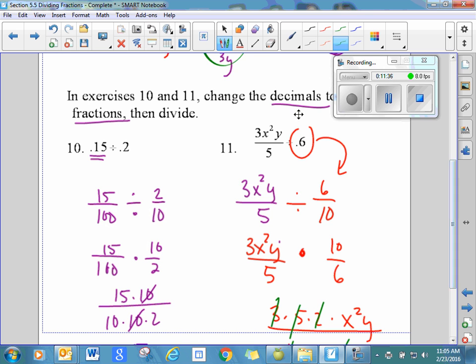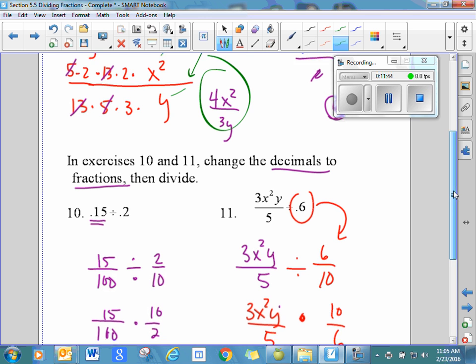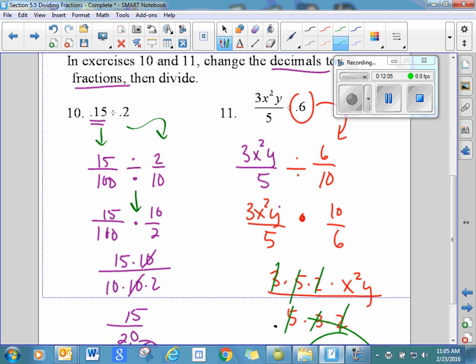In 10 and 11, it asks you to change the decimals to fractions, then do the division. This is actually an easier way to do this, especially if you don't have a calculator. I'm going to rewrite 0.15 as 15 hundredths. Just say its name. 0.15 is 15 hundredths. 0.2 is 2/10. Now you can go back up and do what we've done on this entire note sheet. You've got division of 2 fractions. Make it a multiplication problem. Invert the second fraction. So you have a single fraction bar.